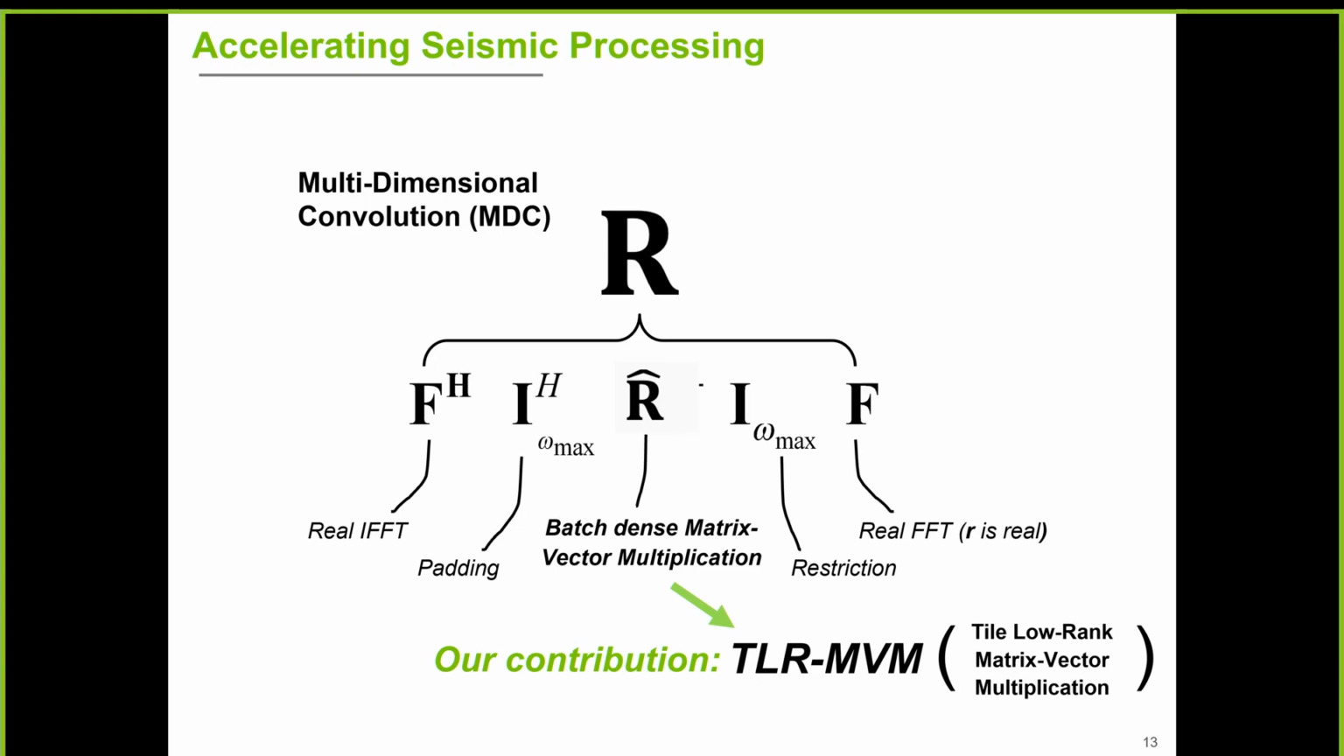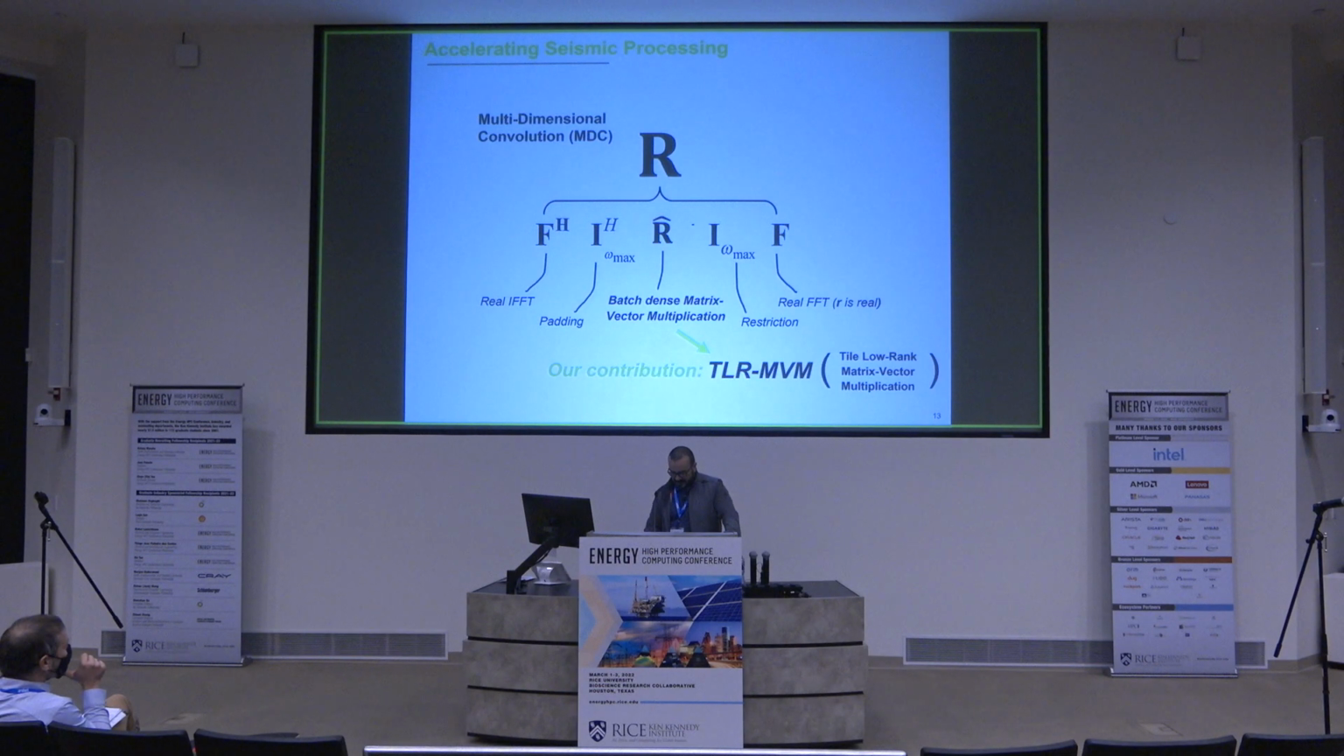Replace it with a kernel that leverages the data sparsity of that operator R and does some Tile Low-Rank compression, and then applies the matrix vector multiplication that exploits the compressed data structure. Okay? And once we've done that, in addition, again, as I said, we eventually apply mixed precision to it.